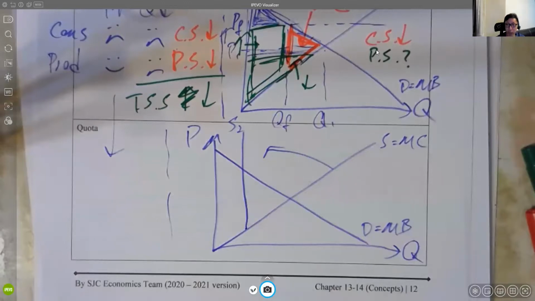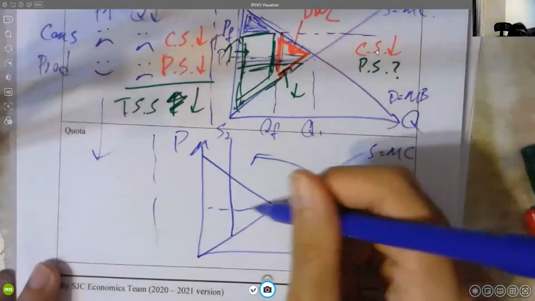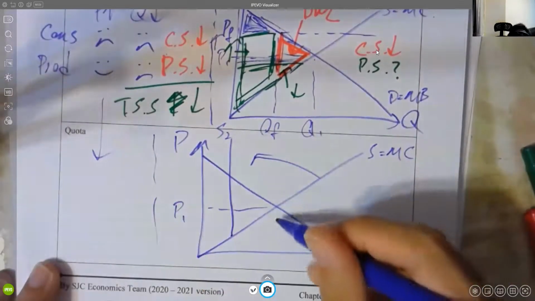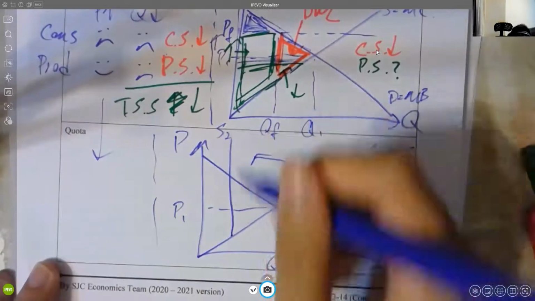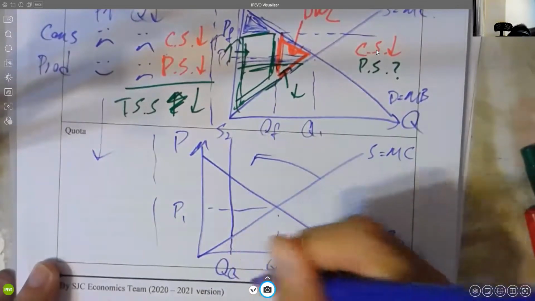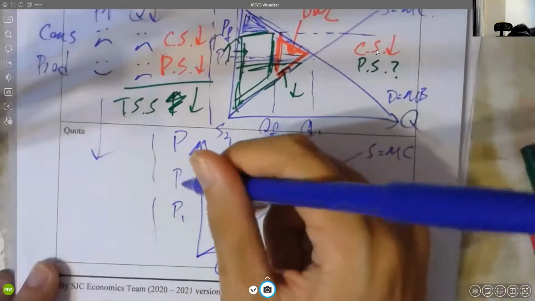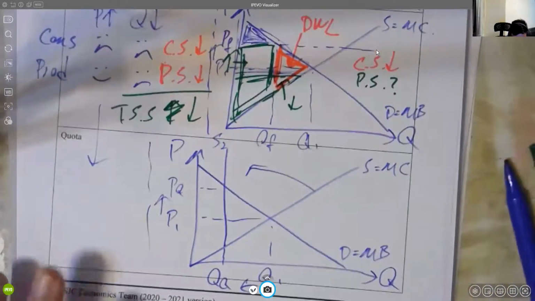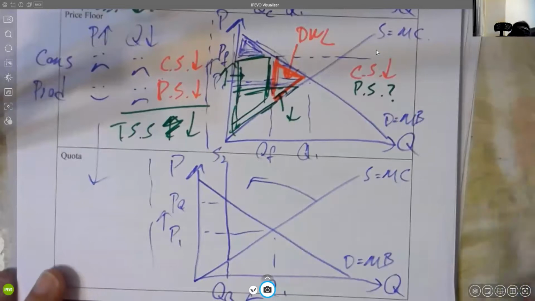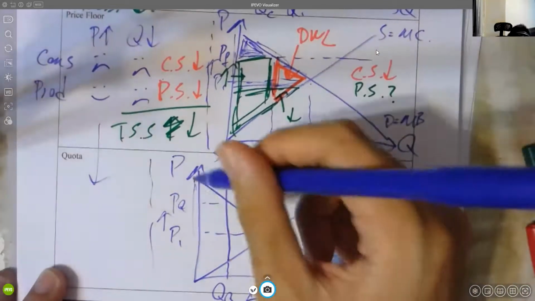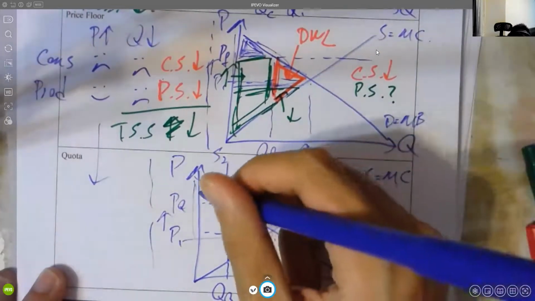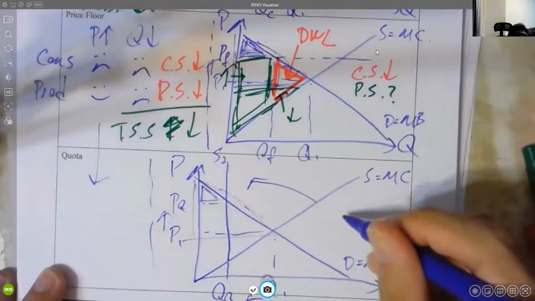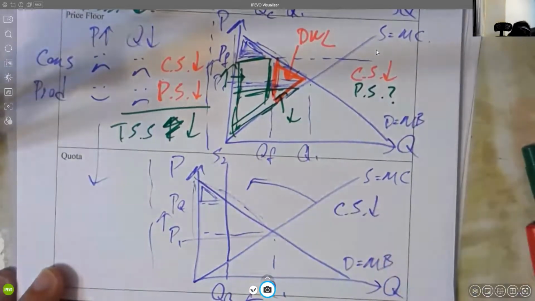All right? 好嘛？都冇得整啦，仲有咩 MC 啫？係嘛？All right, so here. This is our P1, Q1. Let's call this Q quota and P quota. All right? 好嘛？So, original CS, 又係啦，又嚟啦喎。Original CS, this big guy. New CS, this small guy. CS would decrease.